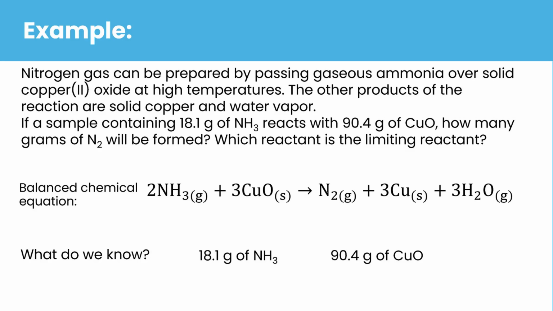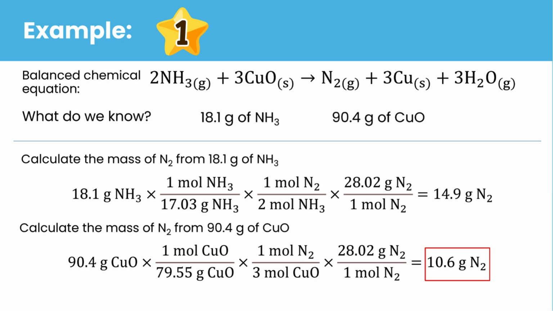Let's try the ammonia, NH3, and copper(II) oxide, CuO, example from the notes. Given 18.1 grams NH3 and 90.4 grams CuO, the balanced equation is 2NH3 + 3CuO → N2 + 3Cu + 3H2O. Let's use method 1. Calculate grams of N2 from each reactant. Okay, starting with 18.1 grams NH3. So the ammonia could make 14.9 grams of N2 if it all reacted.